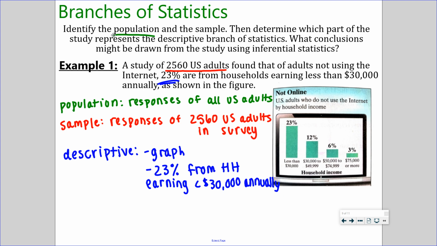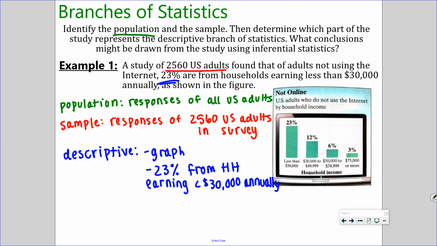Okay, and then obviously you can see from there, looking at the data, we use inferential statistics technically to make a conclusion about what we notice about this data. So this is U.S. adults who do not use the internet by their household income. If they have less than $30,000, 23% of them don't. And then you can see as the income increases, there's less and less percentage of adults who don't use internet.